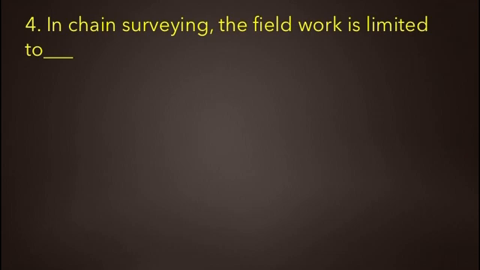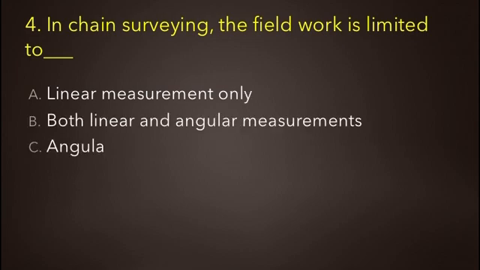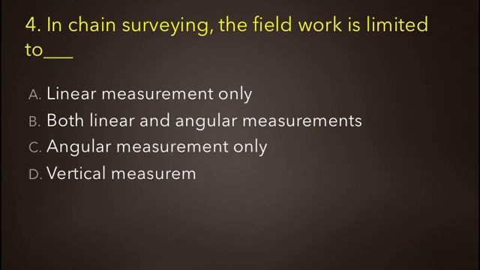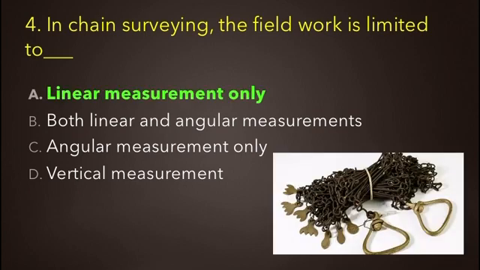Let us see the next question. In chain surveying, the field work is limited to dash. We have options A. Linear measurement only, B. Both linear and angular measurement, C. Angular measurement only, D. Vertical measurement. The right option is linear measurement only because we can measure only the length using the chain. Let us see the next question.